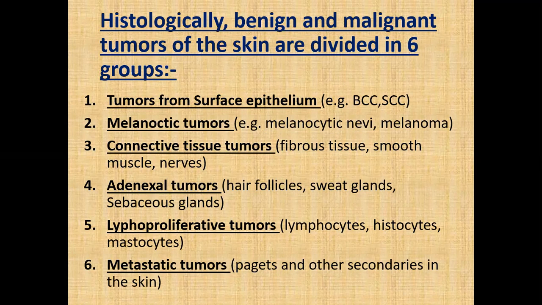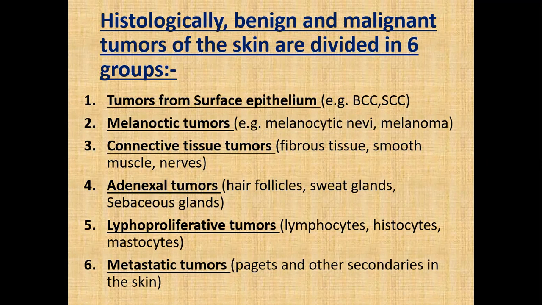Then the third group of skin tumors which we commonly come across are the connective tissue tumors. These tumors either originate from a fibrous tissue, mainly the collagen, smooth muscles, or nerves. And the tumors originating from blood vessel endothelium also come under these connective tissue tumors. Then the fourth category is the adnexal tumors. Adnexal tumors are those tumors that arise from a hair follicle or from a sweat gland or from a sebaceous gland.